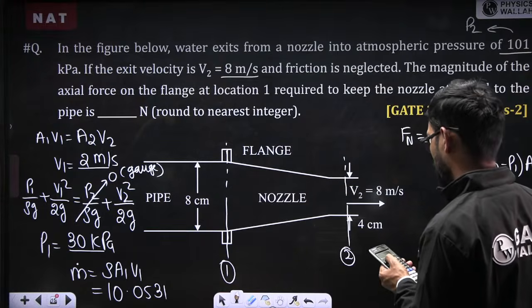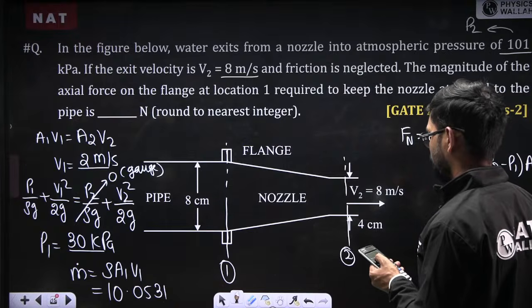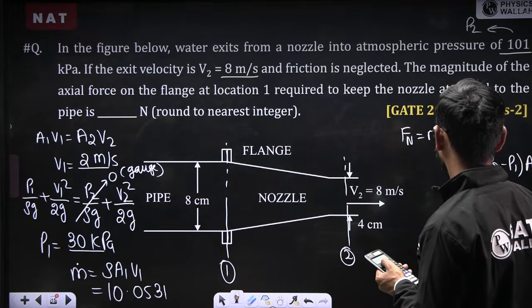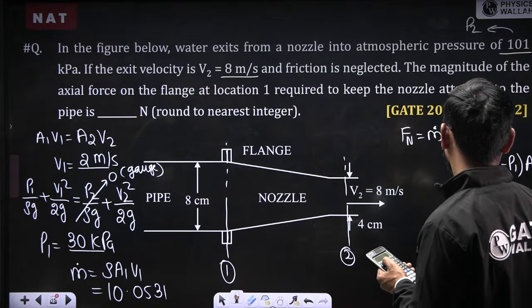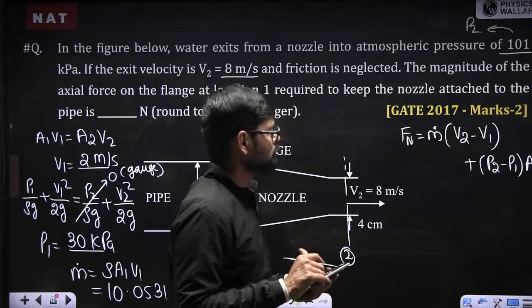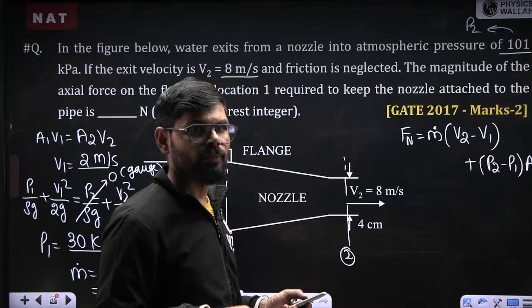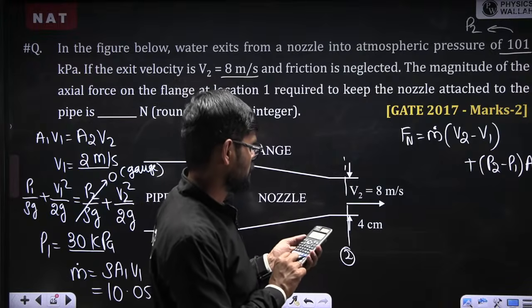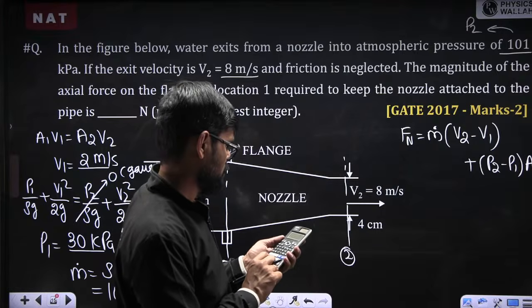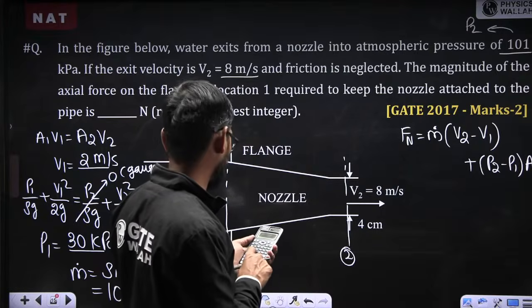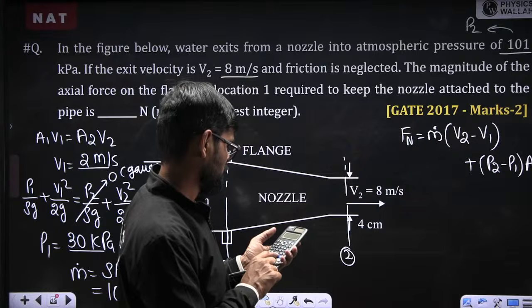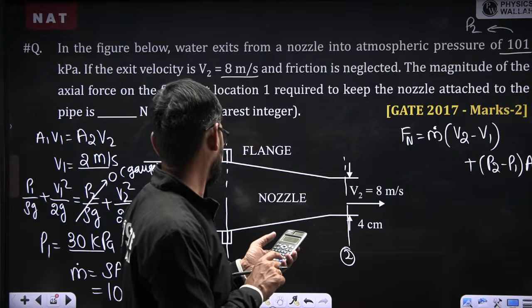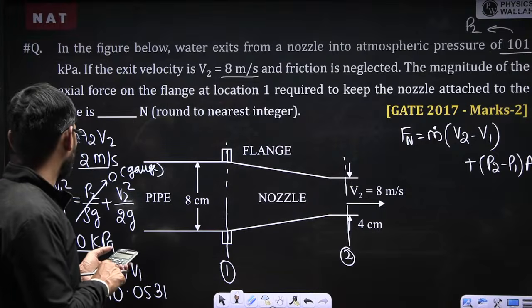This value is 60.31. Area was how much? Pi by 4 d square. Oh man, the value has become so big that I can't remember. M dot value.